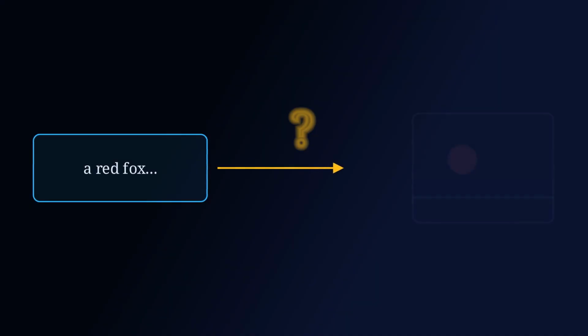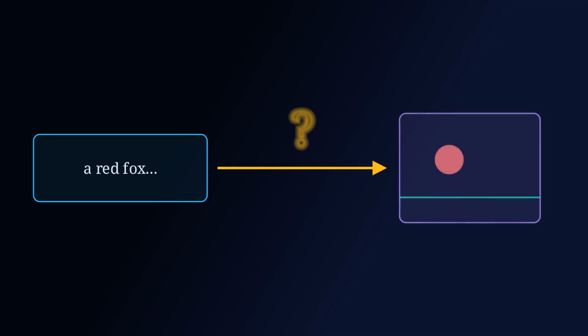You type a handful of words, and seconds later a picture appears that has never existed before. It feels like magic, but it isn't. Underneath is a chain of very specific steps, each one doing a small, understandable job. Today we're going to walk through that entire chain, from the letters you type to the pixels you see.